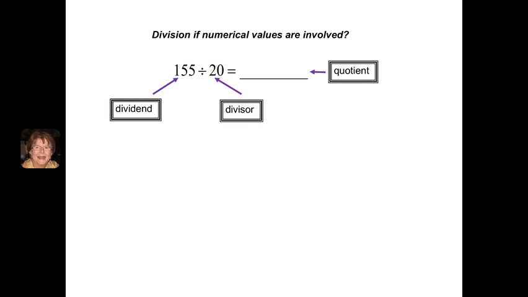The number here is called the dividend. This is the divisor. Whatever you're dividing by is the divisor. The solution, the answer, the result is called the quotient. But those are all words that mean exactly the same as quotient. The result, the solution, the answer. Are you familiar with those words?